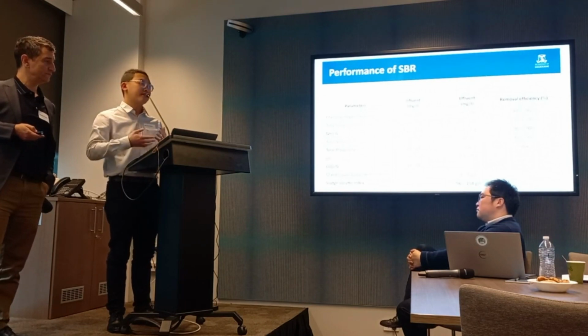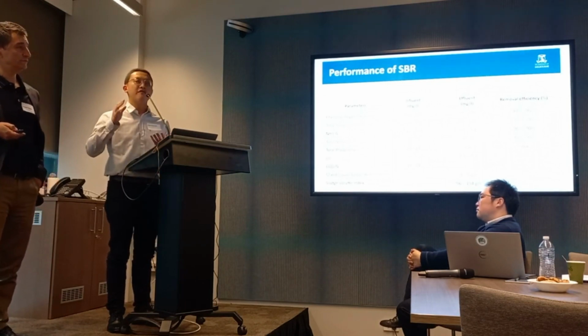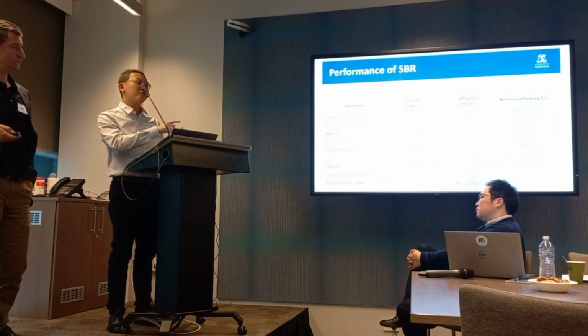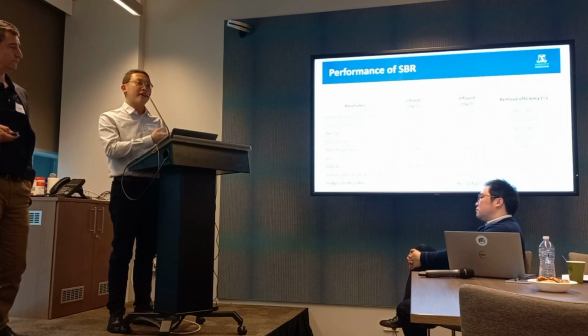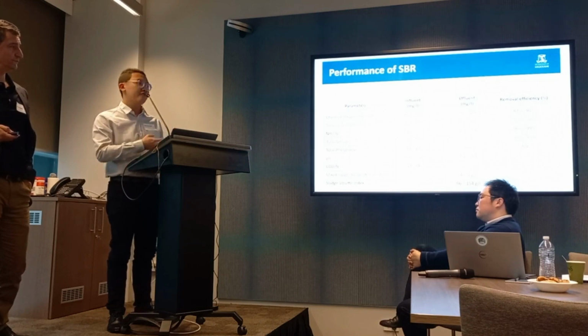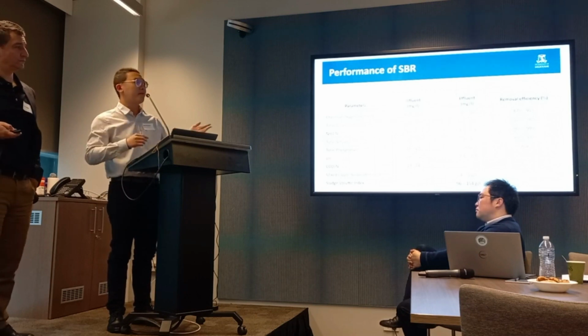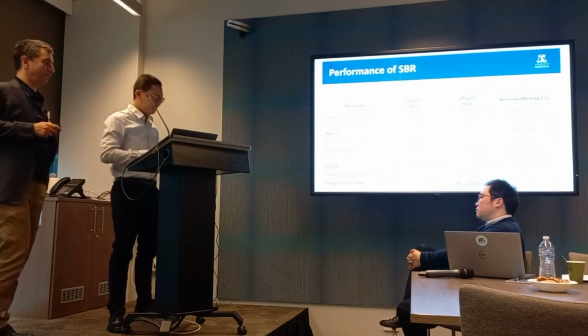So how we do this is we will gradually reduce the composition of urine. For example, we know that there is 1% urine in our sewage, so we reduce it to 0.75%, 0.55%, 0.25%, and totally no urine. So we will observe the performance of the SBR.